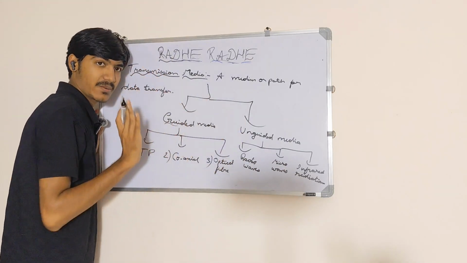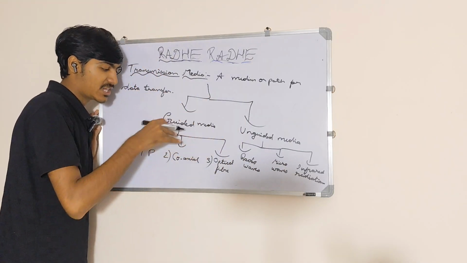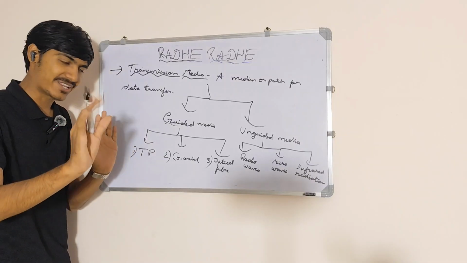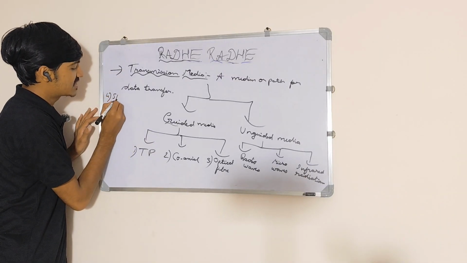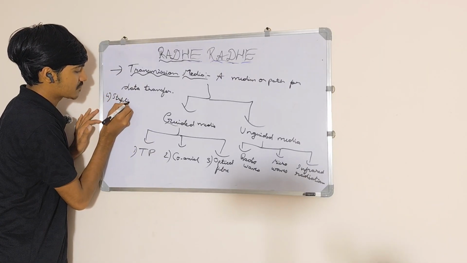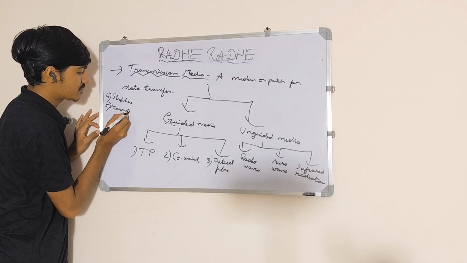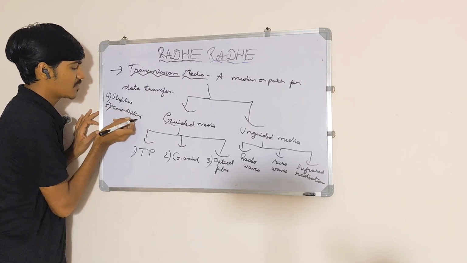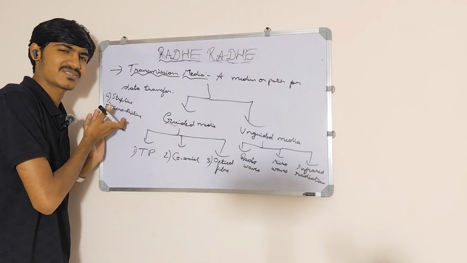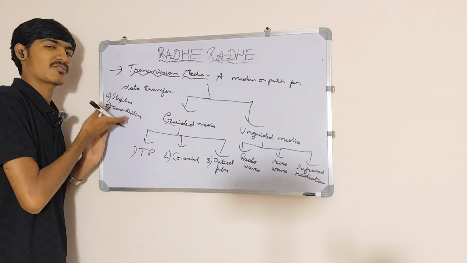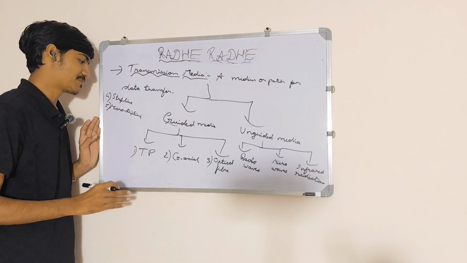Guided media is again of five types. I'll tell you the names. The fourth one is strip line, and the fifth one is microstrip line. These two are not used nowadays, and they are not asked in interviews or in college, so studying them is useless.